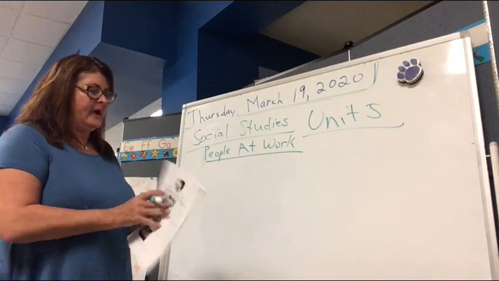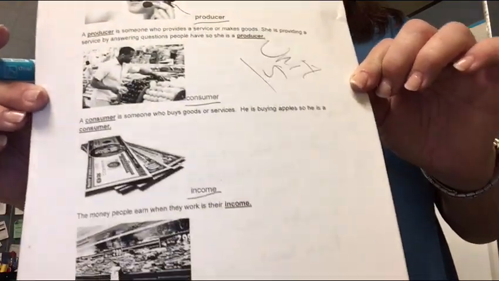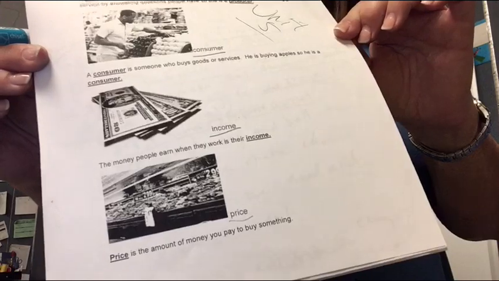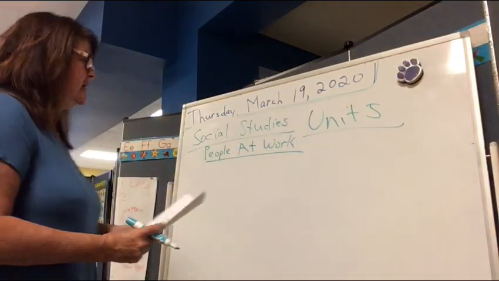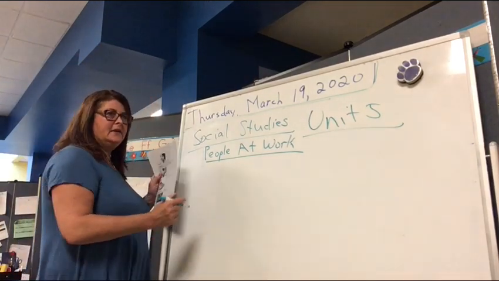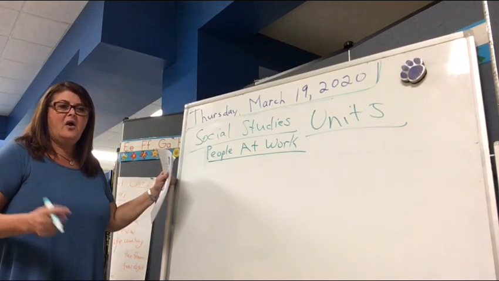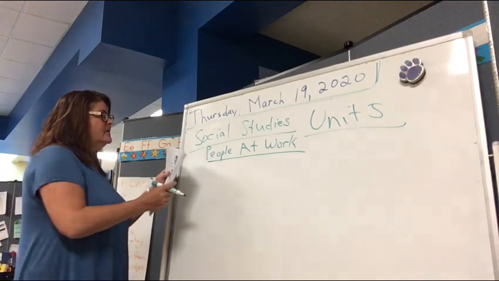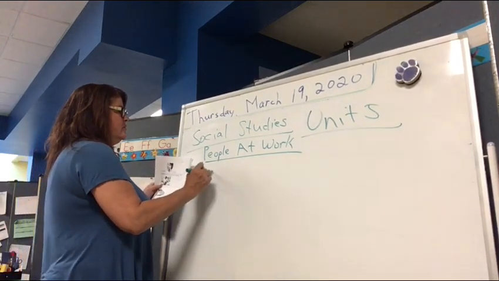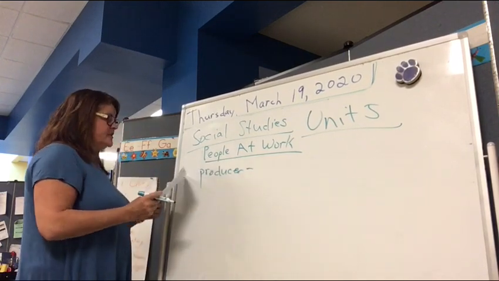We are talking about a producer, a consumer, an income, and a price. Talking about needs and wants. What is a need and what is a want? You need something to survive, to live, or you just want something because it's something nice to have. You wrote these already in your social studies journals. I'm just going to review them.